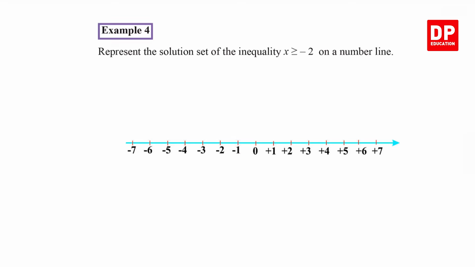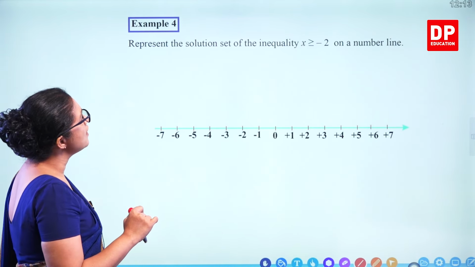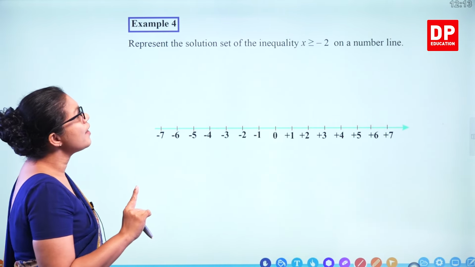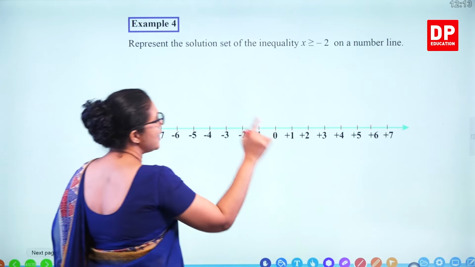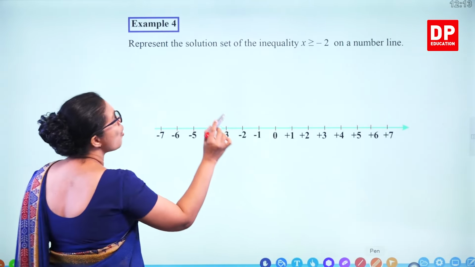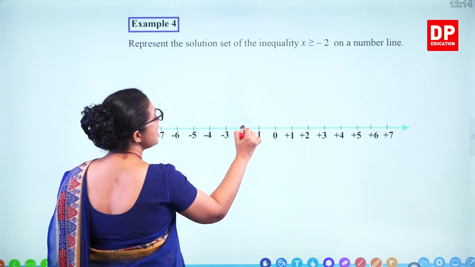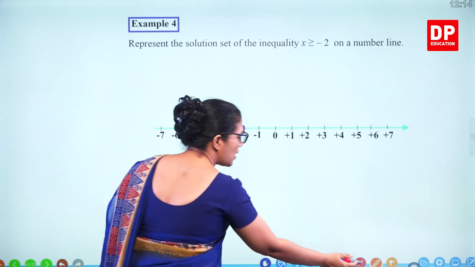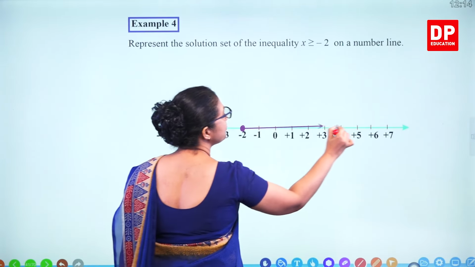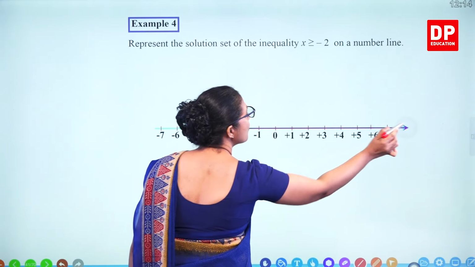Example number 4. Represent the solution set of the inequality x greater than or equal to minus 2. All solutions. So minus 2 means you can draw a solid circle because it's equal to minus 2 as well. Greater than means towards the right hand side. So you draw the arrow this way.